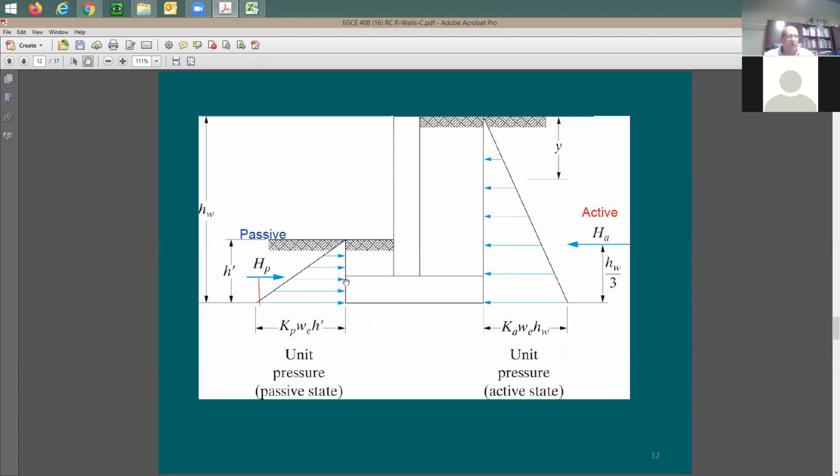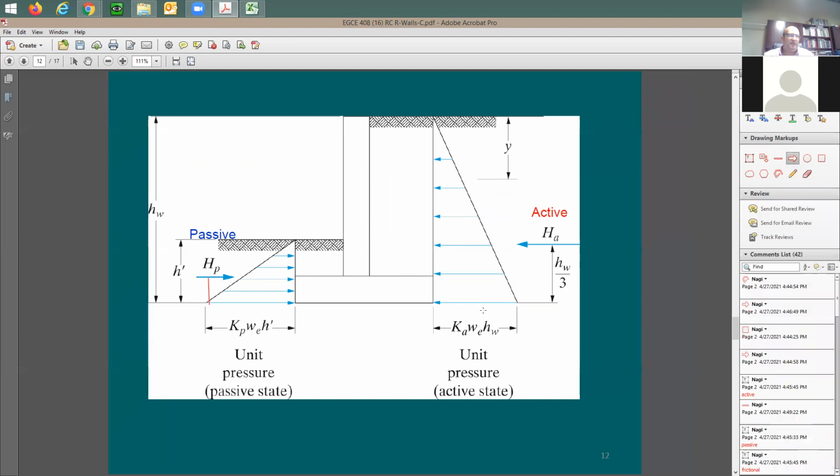We showed also these two forces, active force and passive force. I understand that the passive force is only a resistance, and the active force is the acting force on the structure. At any point, the active force is going to be equal to the passive force plus the friction. So I can add some friction forces here. And again, at any time, this HA is going to be equal to the friction force plus HP.